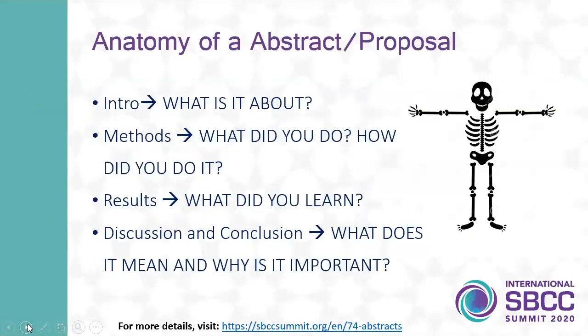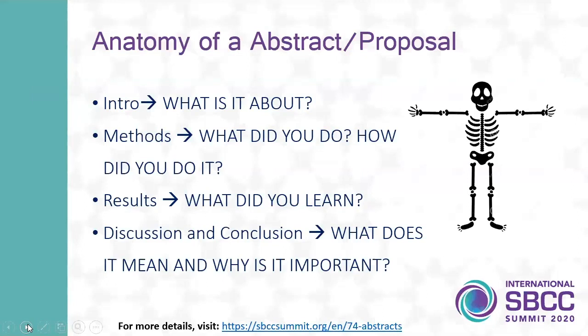So the anatomy of an abstract or proposal includes the following parts: the introduction, the methods, the results, and the discussion conclusion. The introduction is where you describe what this is about. You briefly state the purpose of the program or the research study. This is where you would include any major objectives or hypothesis.